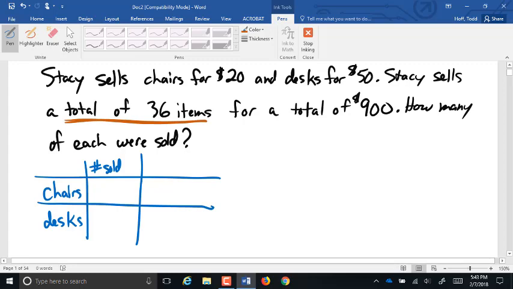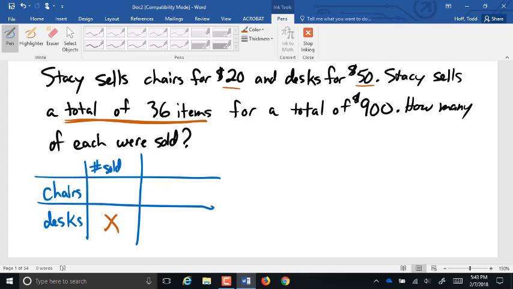So if I just pick one of them to be X, we'll let the number of desks be X. You might ask, why did I pick desks? It really doesn't matter. I could pick either one. The reason I picked desks is because that's the most expensive one. Those are $50 instead of $20. And I've done enough of these to know that you work with fewer negatives if you make X the more expensive one. But you'd get the correct answer either way.